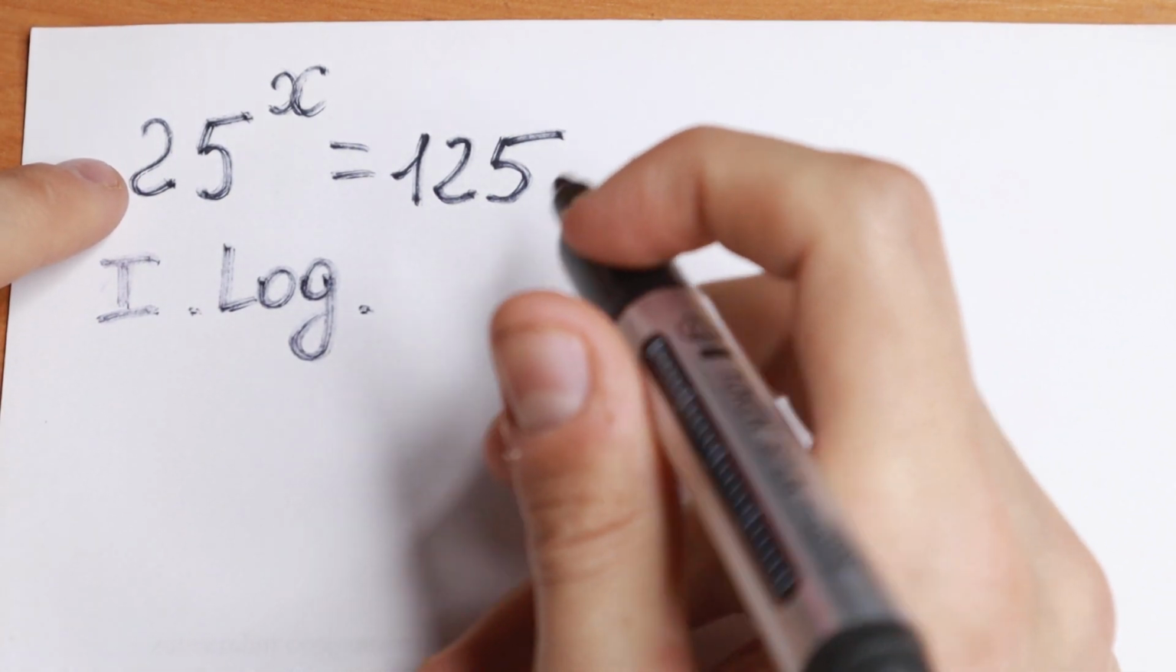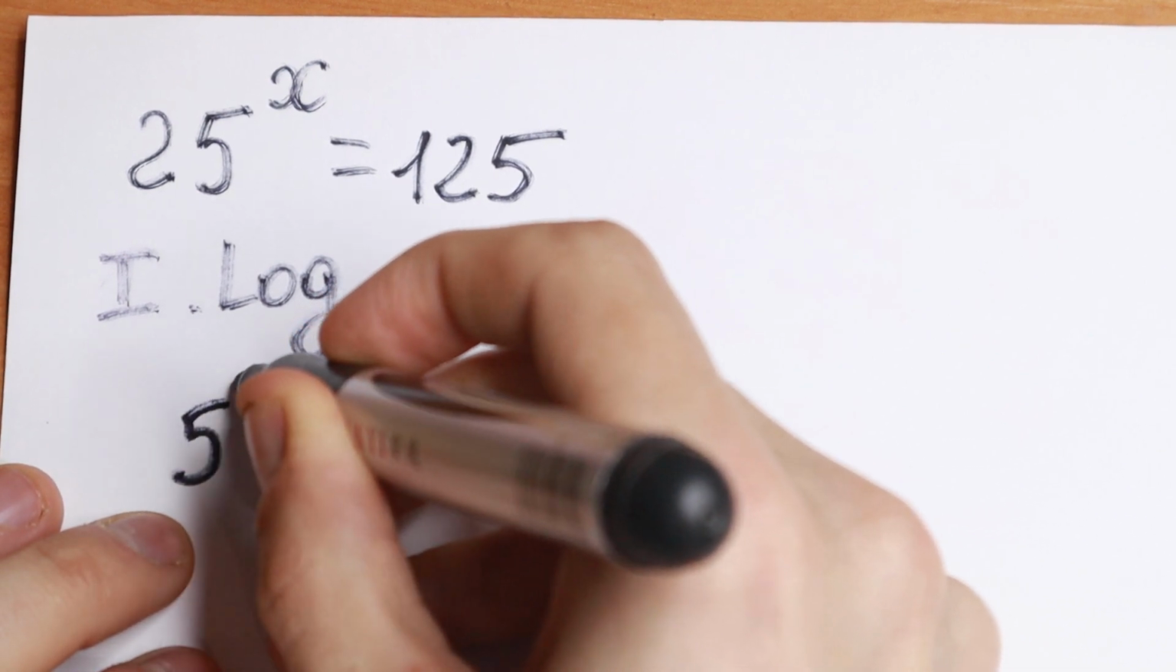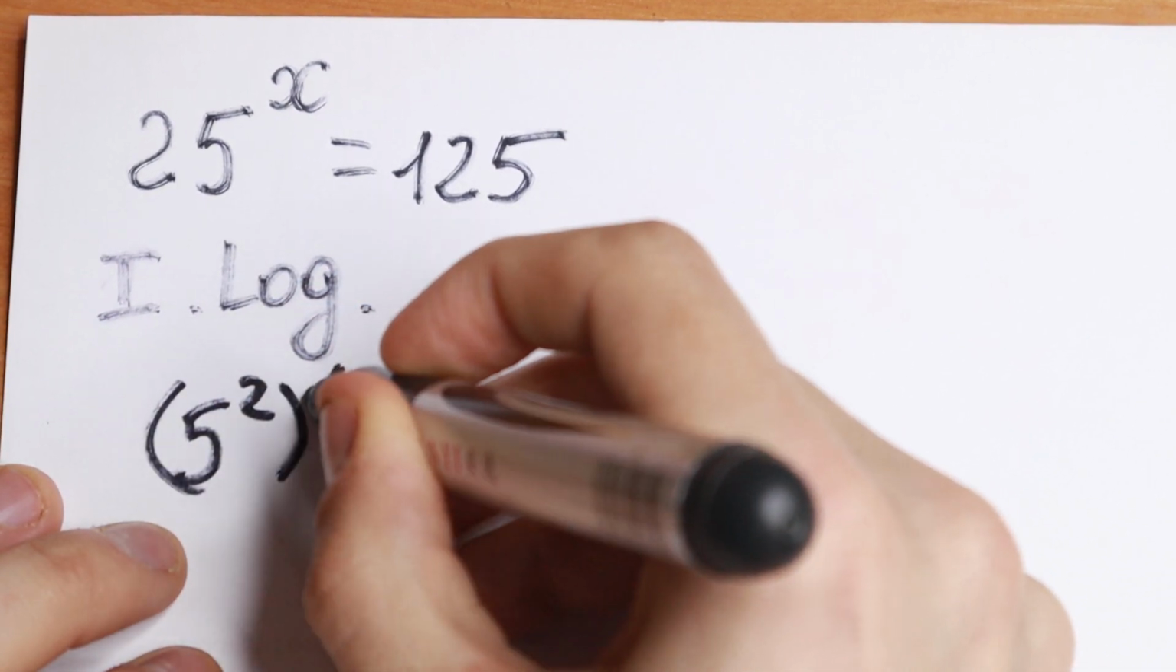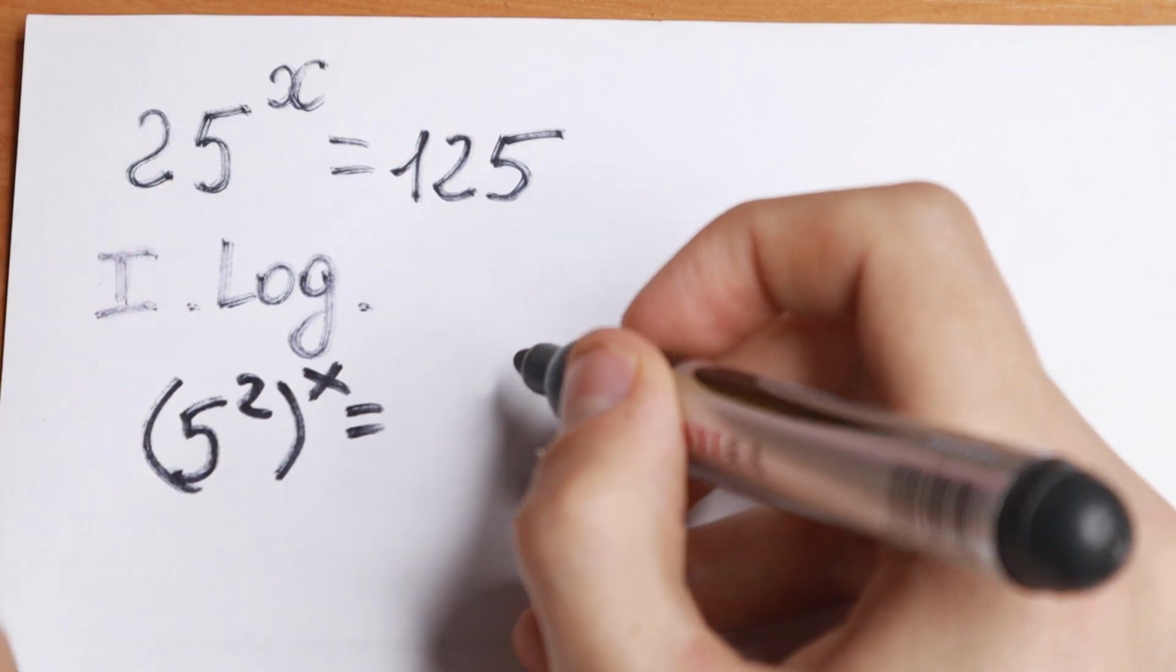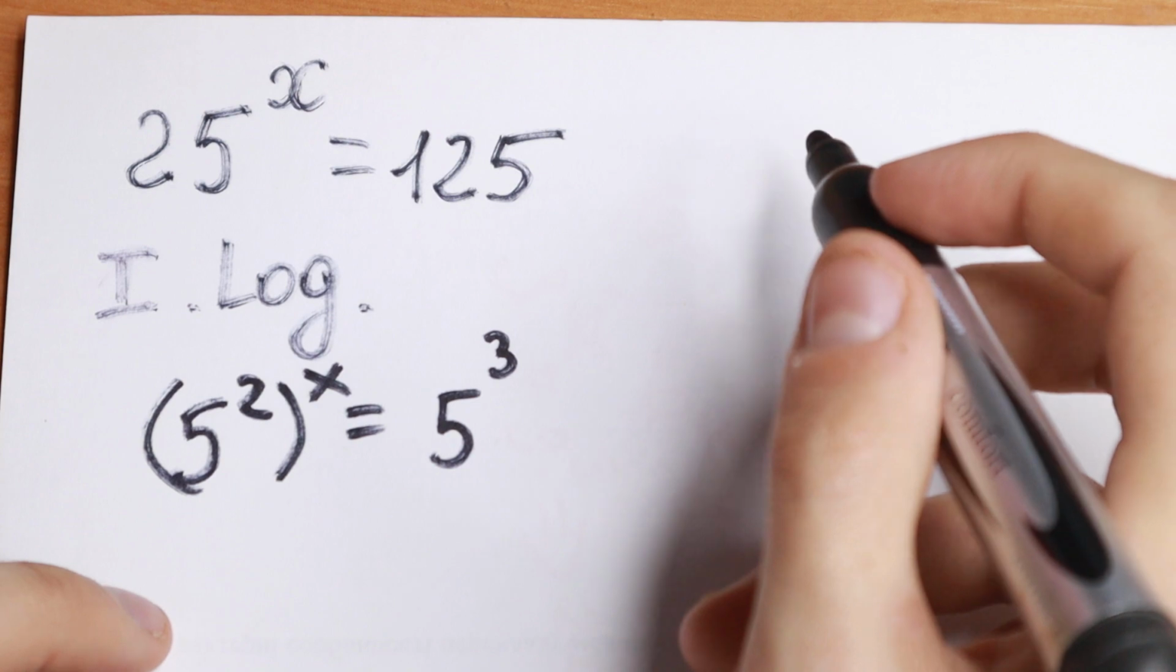So first of all, we can write this 25 as 5 squared. So let's do this. We will have 5 squared to the power x equal to this 125. It's really good to write as 5 cube. And take a look what we will have.